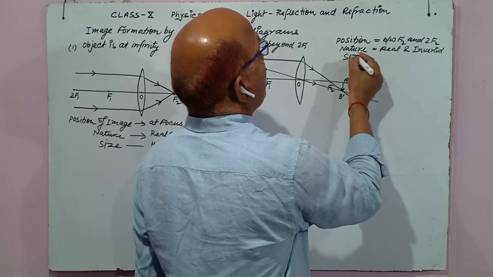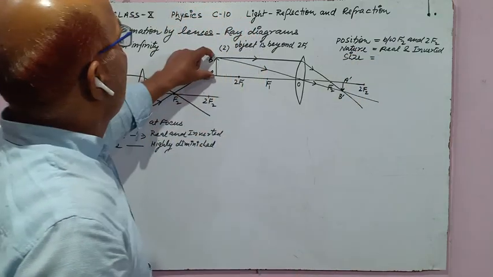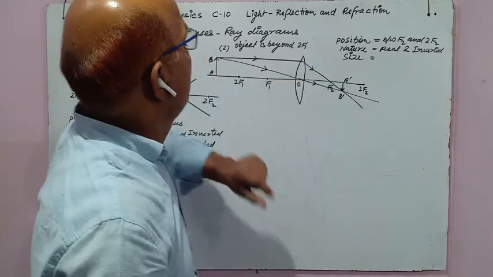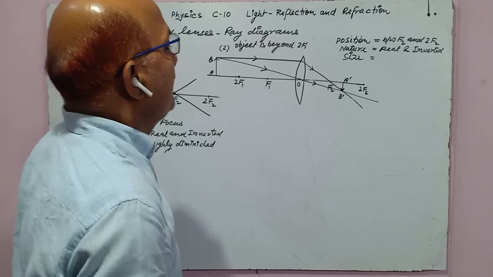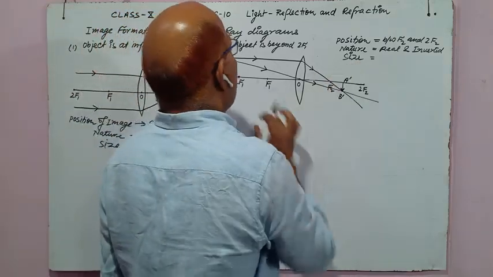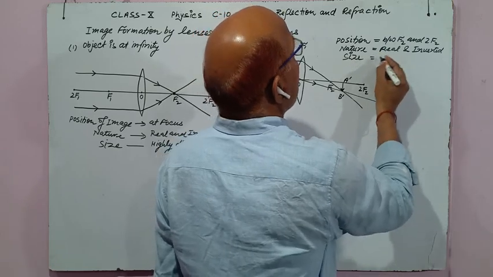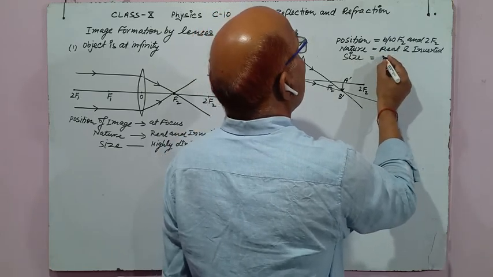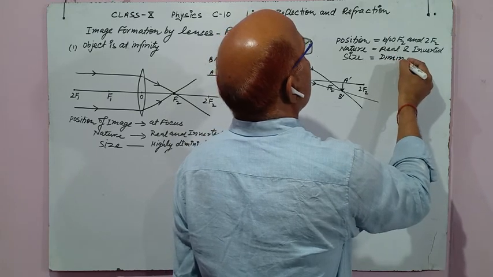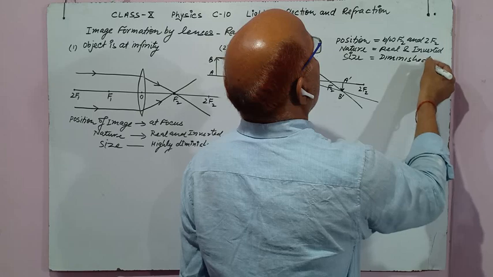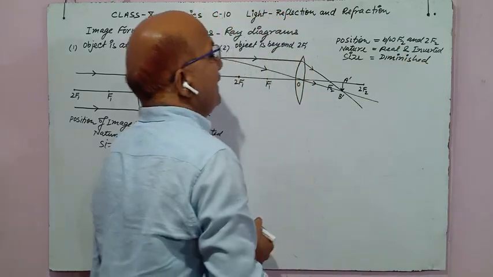And what about the size of the image? You can see this is the object and this is the image. The image is smaller than the object. So if you find the image is smaller than the object, then you can use the term diminished. So the image is diminished in this case.